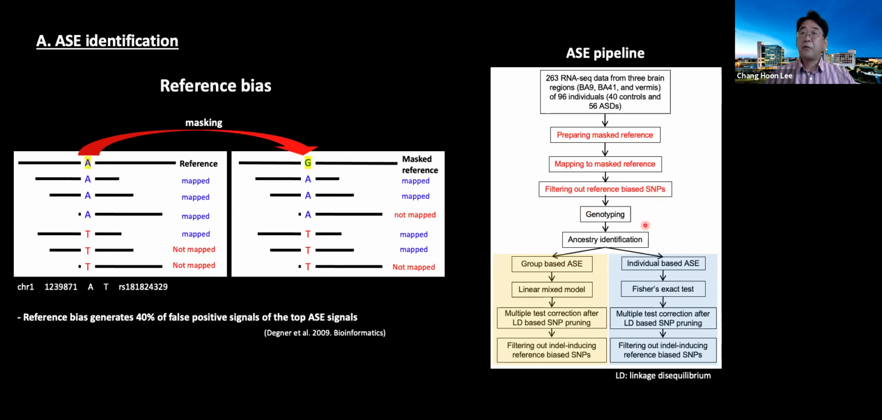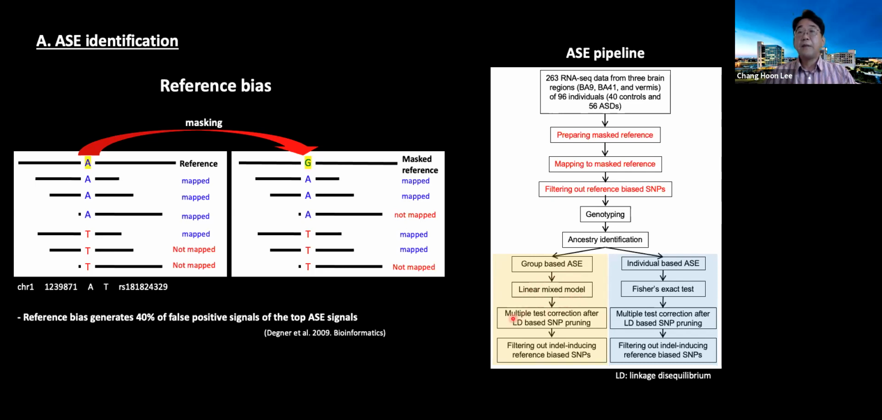I did genotyping for all samples for the 40 million SNPs, and I also checked the ancestry of each sample. Then I did a group-based ASE study as well as an individual-based ASE study. Group-based ASE study means combining samples based on group, like control and ASD patients, at the tissue level, and then combining all of them to figure out how they look. In that case, I used a linear mixed model because there are many different factors that we need to consider.